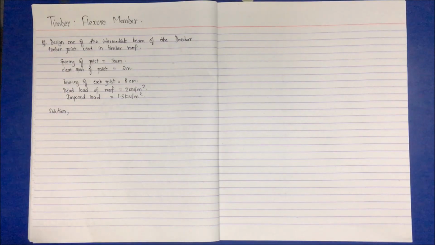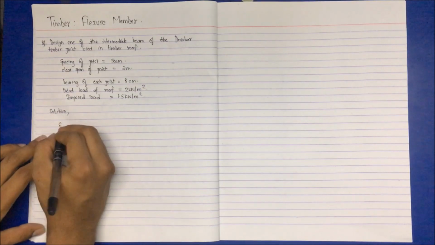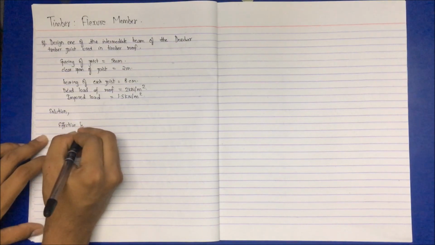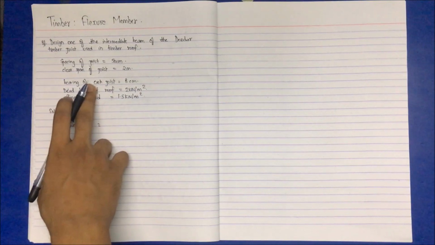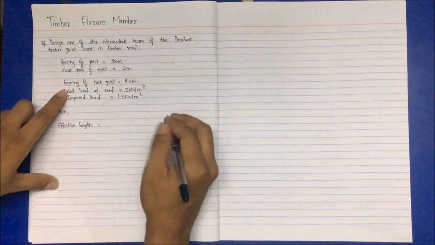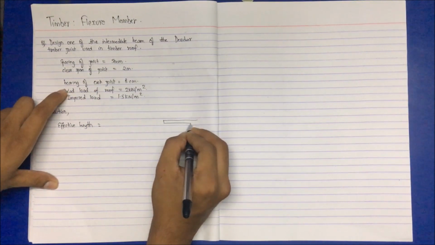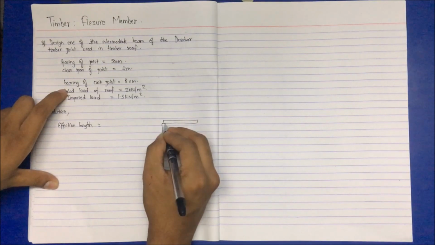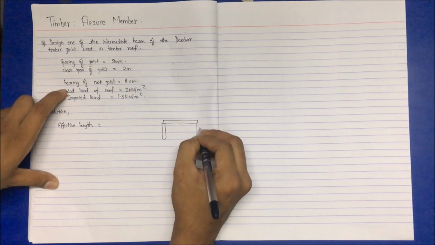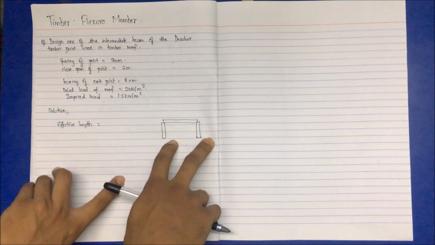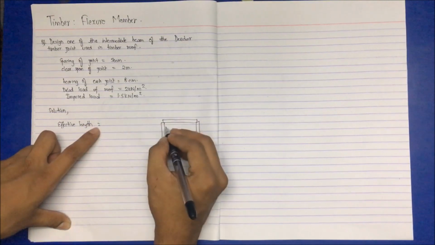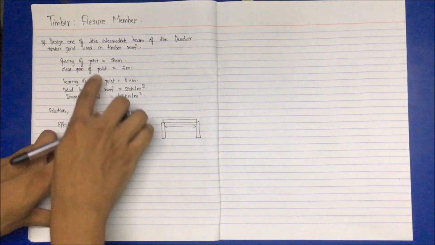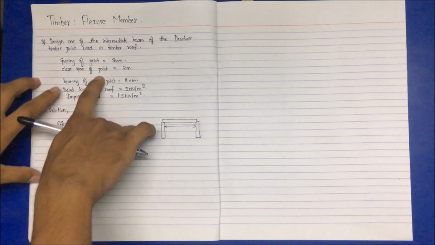So the very first step is to find effective length. Effective length shall be taken as the distance between the faces of supports plus half of the bearing of each joist. Bearing of each joist means if this is the beam, then it will rest on the support, and effective length is taken as the span, which is 2 meter. Okay, clear span of the joist.